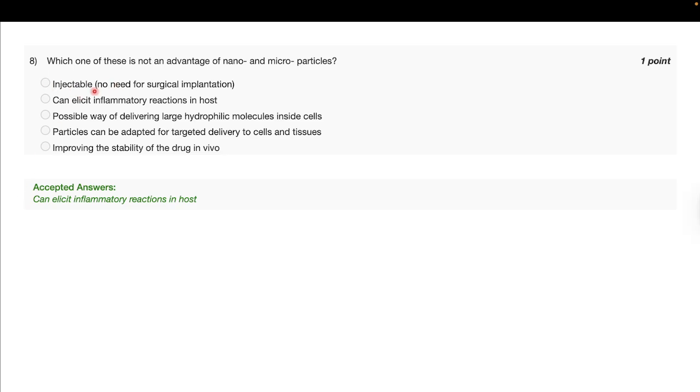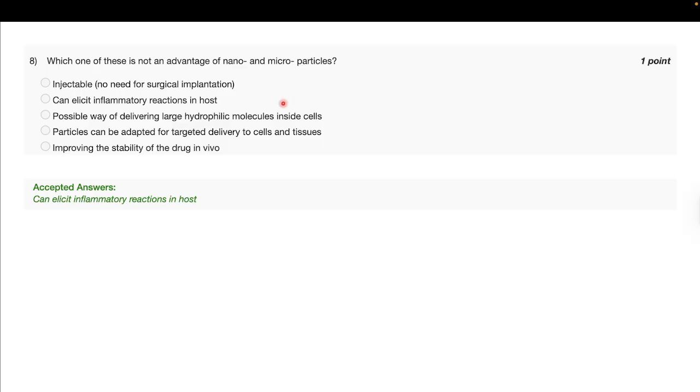It's injectable. Definitely it's an advantage. We don't have to do a surgery to implant these particles into the patient's body. So micro and nanoparticles being injectable is actually an advantage. Possible way of delivering large hydrophilic molecules inside cells is also an advantage, because as we were discussing right now, the cells have a phospholipid bilayer which is essentially hydrophobic in nature, so it's difficult to deliver hydrophilic molecules inside the cell. So in that case you can make use of these nano and microparticles.